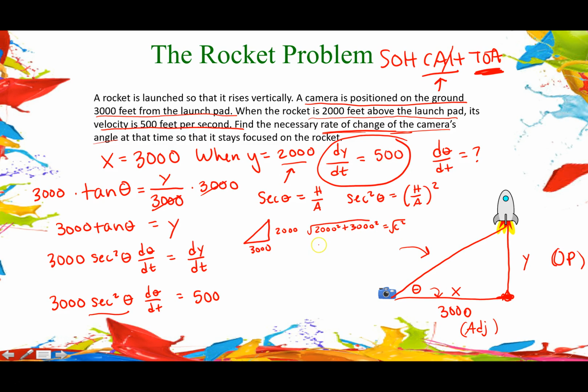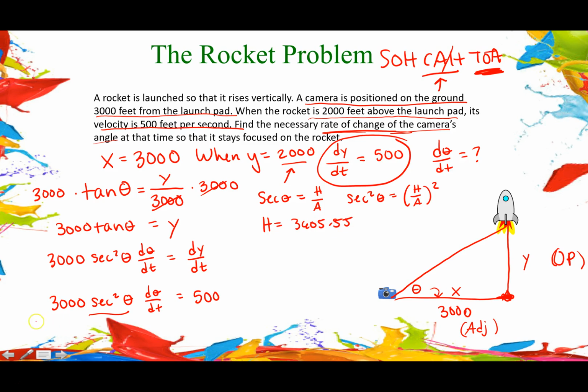I get that the hypotenuse is 3,605.55. You should check that yourself. You guys can do the Pythagorean theorem. All right, so now we know what h is, and I'm going to write this over again just to save myself some room here. I know that my hypotenuse is going to be equal to 3605.55.